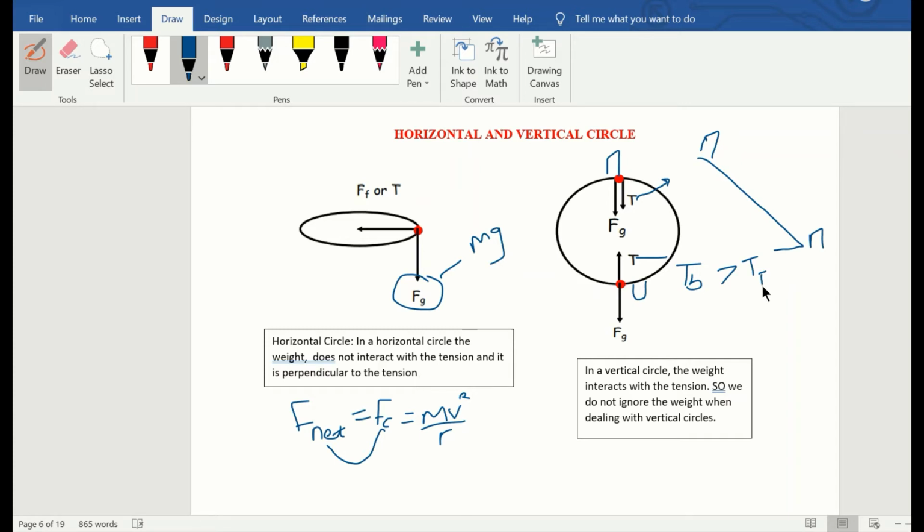So that is the concept right here. Now, we also have a point right here, a point right here, and a point right here. Now, the points at the sides are also known as our mv squared over r. Okay? But for the point at the top and at the bottom, we shall have to derive formulas for the tension at the top and tension at the bottom. But I want us to note that the tension at the bottom is greater than the tension at the top.